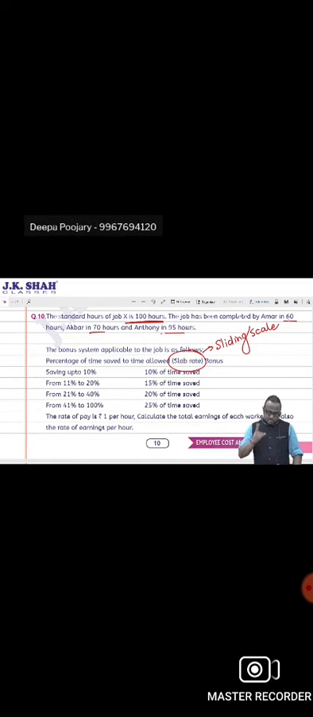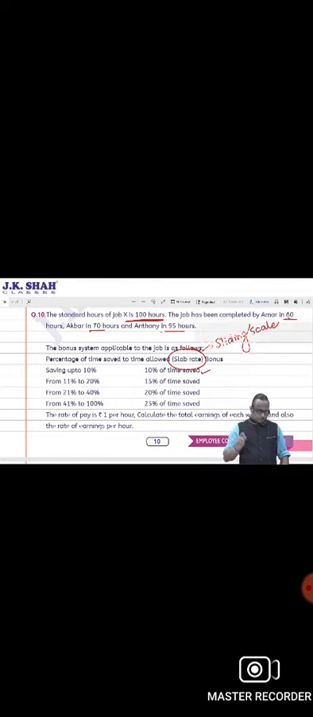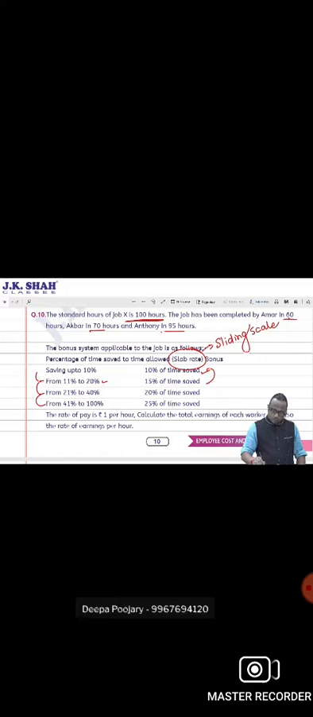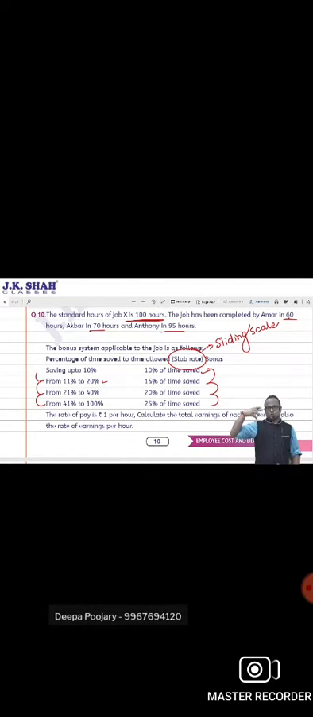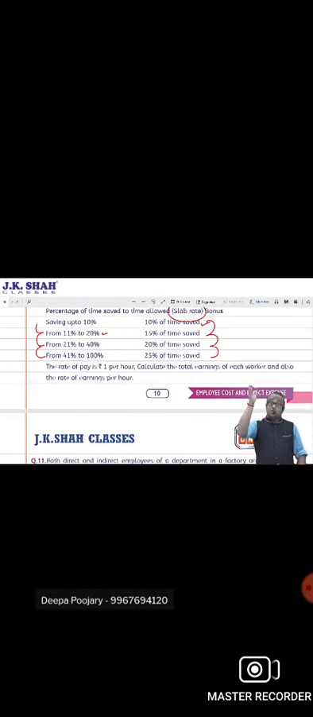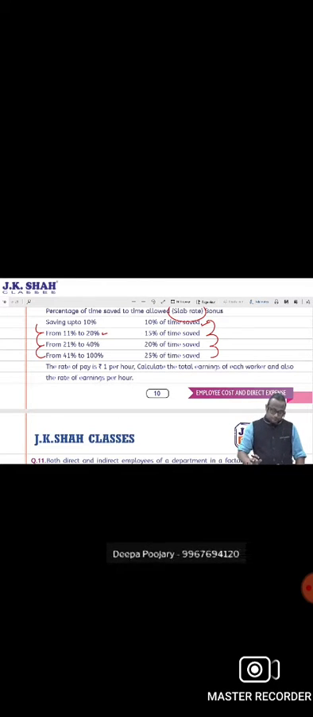Keep on cutting the layers. I'll tell you what is to be done. Up to 10%, only 10% of time saved will be given as a bonus. If you are forming part of the second slab, from 11 to 20%, you get 15% of time saved forming part of that slab. That means as and when you are saving more and more, the rate increases. The rate of pay is 1 rupee per hour. Calculate total earnings of each worker and also the earning per hour.